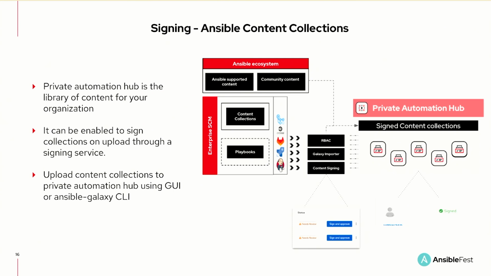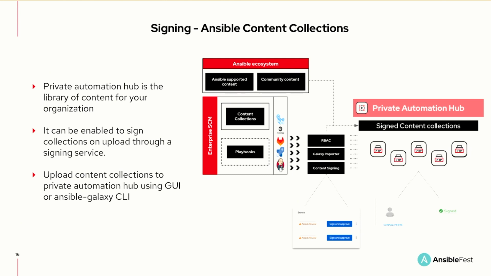Okay, now let's talk about signing in private automation hub. I want you to focus on this side. This talks about the sources of automation in your organization, right? So let's talk about the sources of organization. On the top, you'll see Ansible ecosystem.